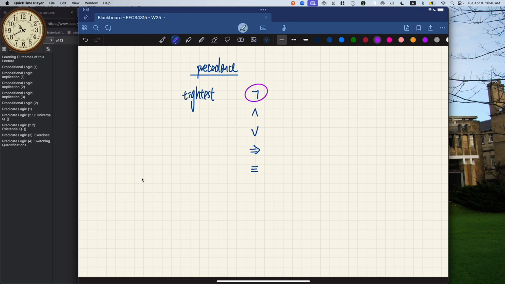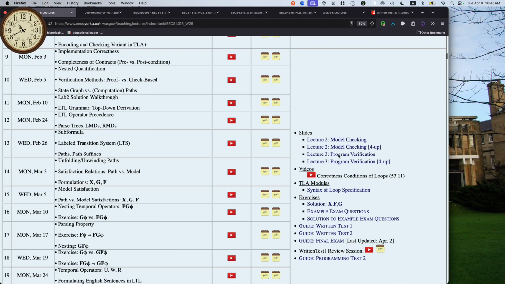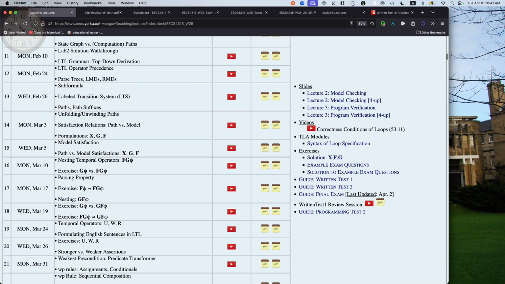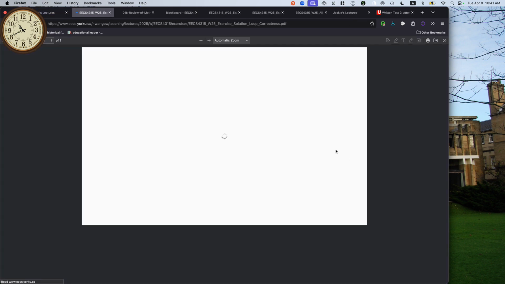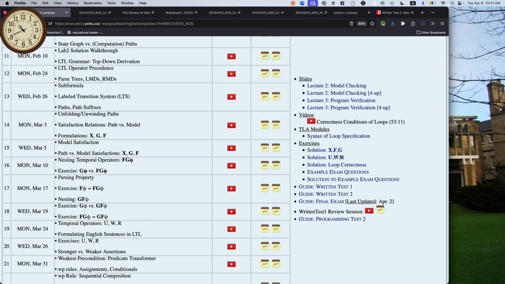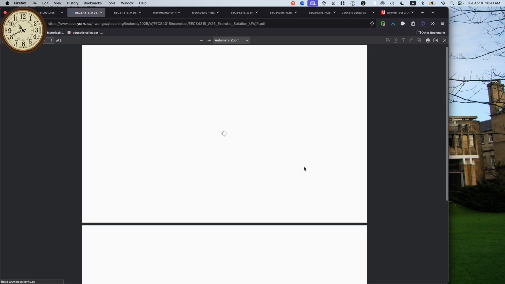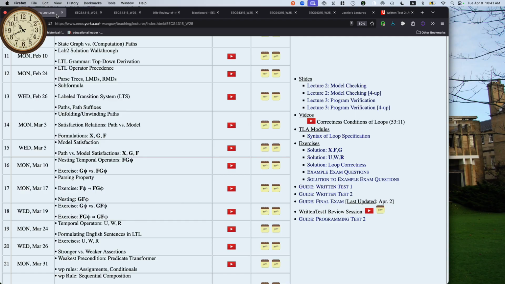So for the solutions to exercises, I can show you guys. You can see that on the lecture side, let me just refresh the browser. Okay, you can see I got some loop correctness. That's the one we did in the last lecture. That one is already there. And also you can look at the until, weak until, and release operator. That one is also there, right? Those 2 exercises, I think they were there. And the one that your fellow student just asked about, nesting binary and unary, I will also post, maybe when I post the recording later today.